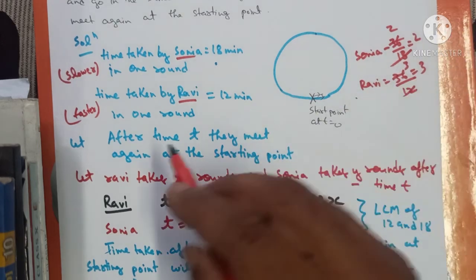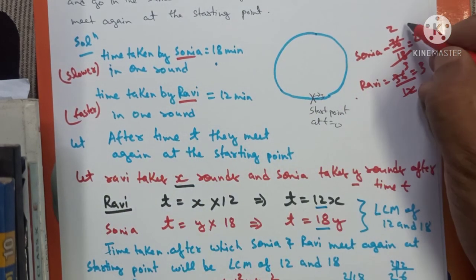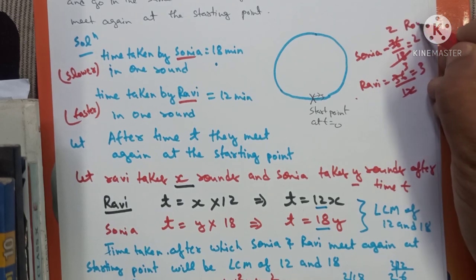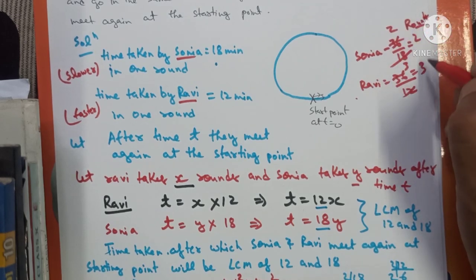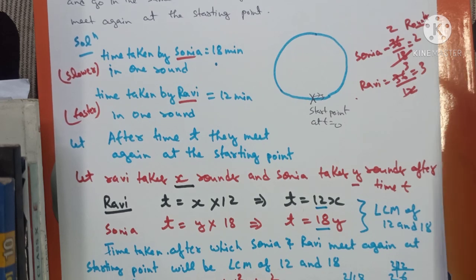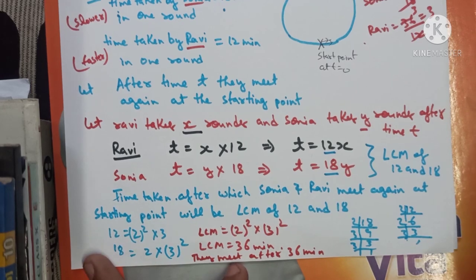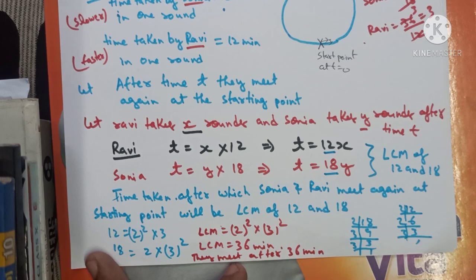So clearly Ravi is faster, so Ravi makes more rounds, and Sonia makes fewer rounds because Sonia is slower. After 36 minutes they will meet again at the starting point. That's it. With this we have completed the exercise.